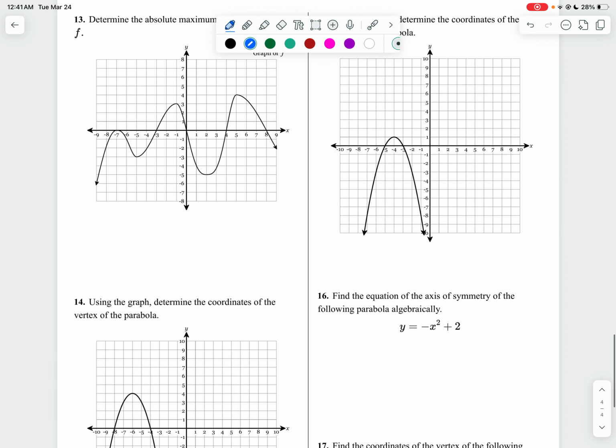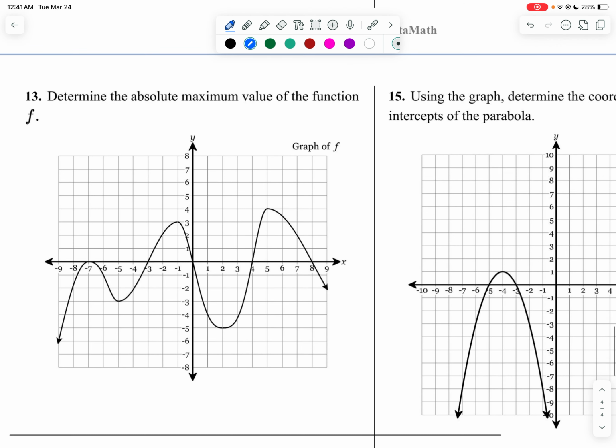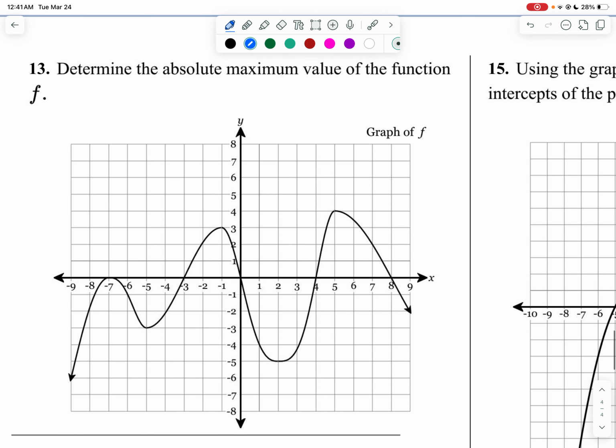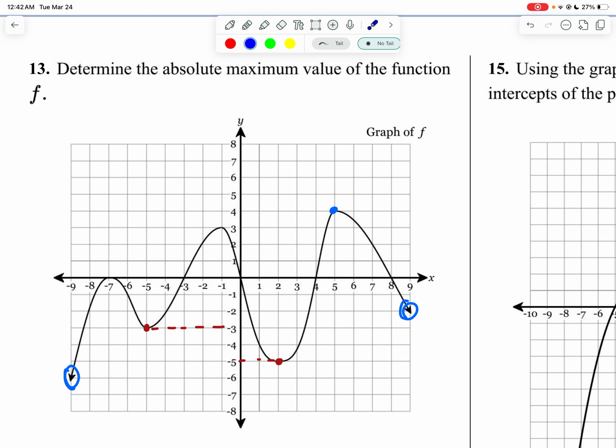All right. Oh, there's more. 13 absolute maximum. So in this case, the highest of the high would be 4. In this case, there would not be an absolute minimum because I have arrows pointing down. But this right here is a local minimum. And this right here is also a local minimum. Notice how I have 2 local minimums. And the reason why is because negative 3 is the lowest of the low between these intervals right here. And then negative 5 is the lowest of the low from these intervals right here.